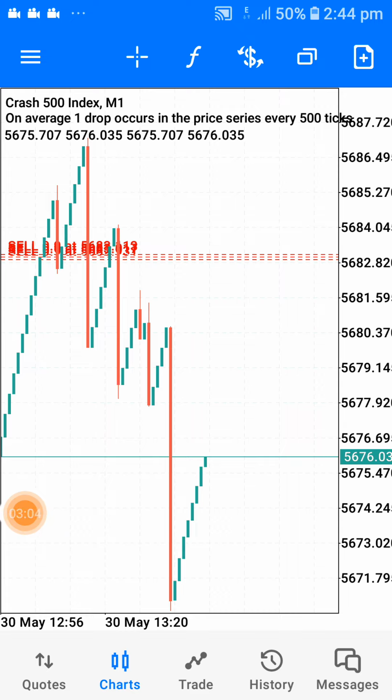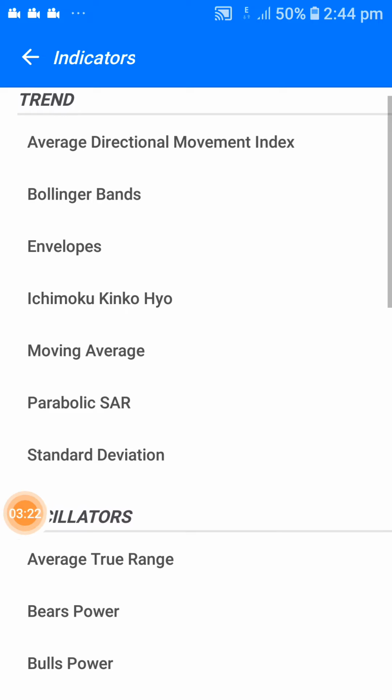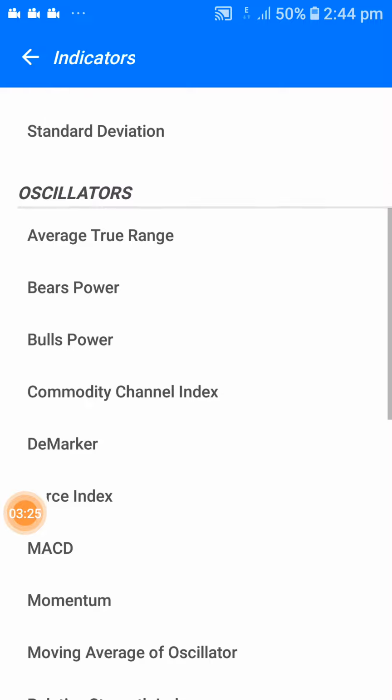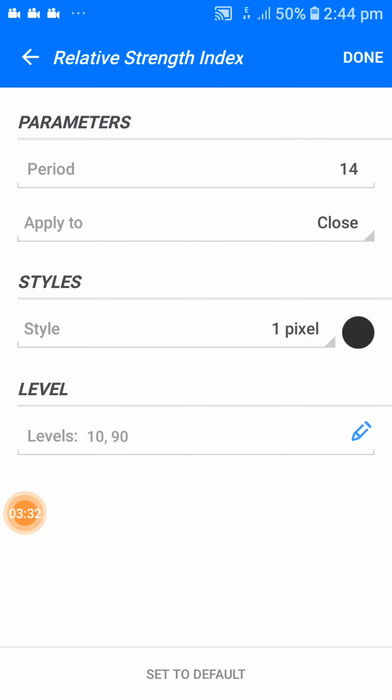Now if you are to sell, if you're trading boom and crash, these are the indicators I am using on this crash 500. So you can see what I am doing. I'm looking for the relative strength index. I can find it, that is it. You can see it very well. I have period 14, applied to close, and the level I am trading on is 10 and 90. The color is black.